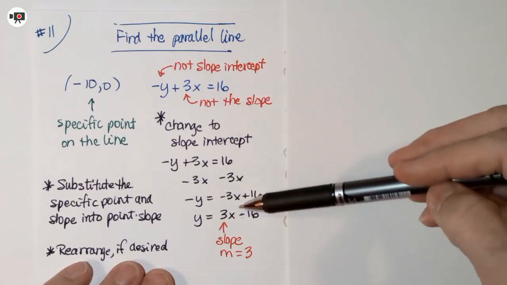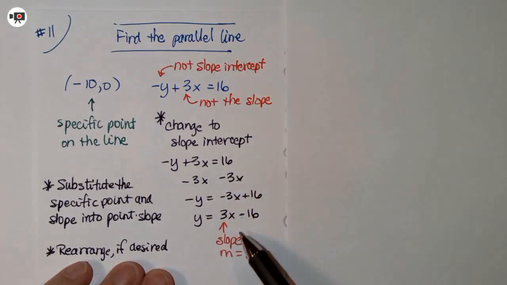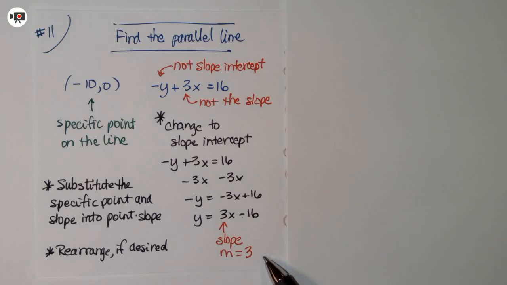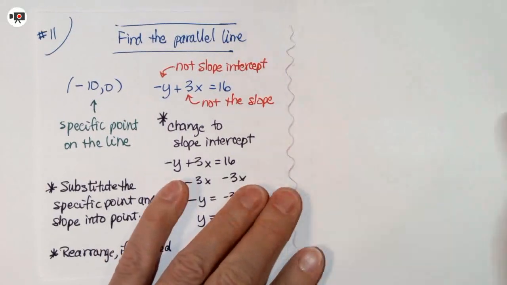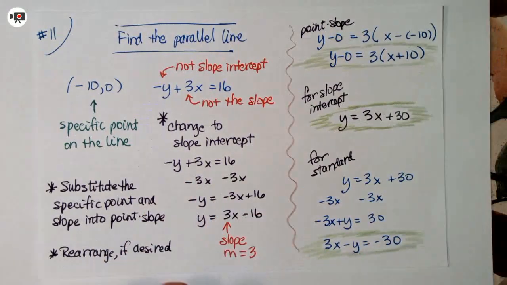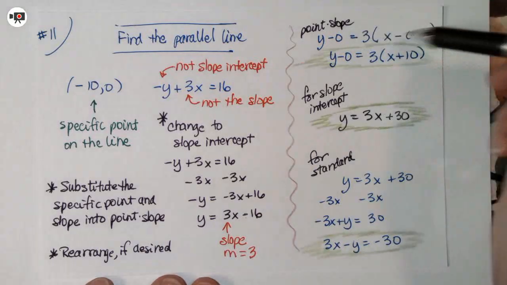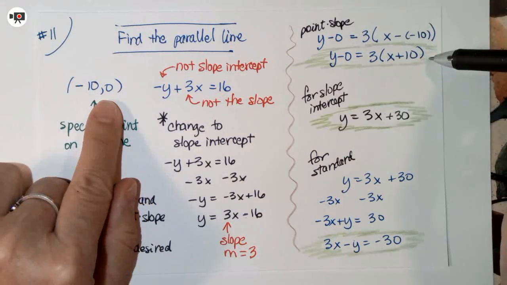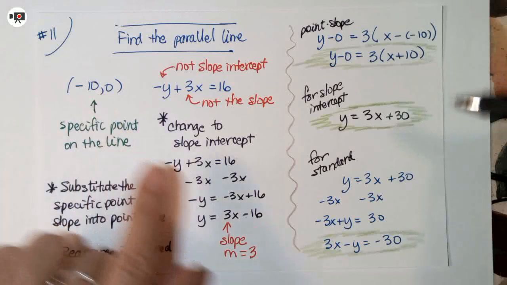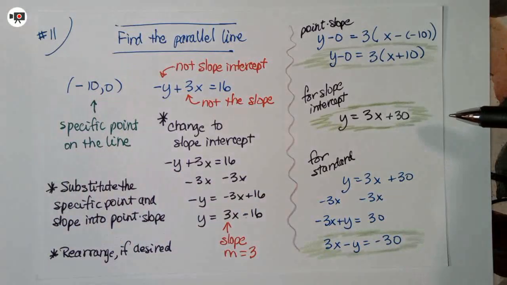Okay, so I isolated the y, and oh, bingo, look, right there, that's the slope. Duh, I see it, it's with the x. That's it, the slope equals 3. Okay. So, now we've got a point and a slope, so we're going to use point-slope form. And here that is. I've done the same thing again. I start with point-slope. I substitute in the point -10, 0. Get point-slope form.